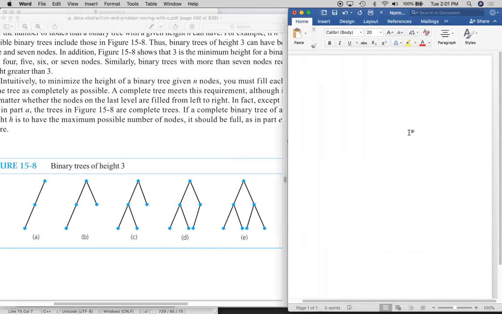All right, so I'm just leaving these pictures up over here as a reference in case we want to look at them. But just thinking, I'm going to just start right at the beginning. If I have 0 nodes in my binary tree, what's the minimum height of that binary tree?